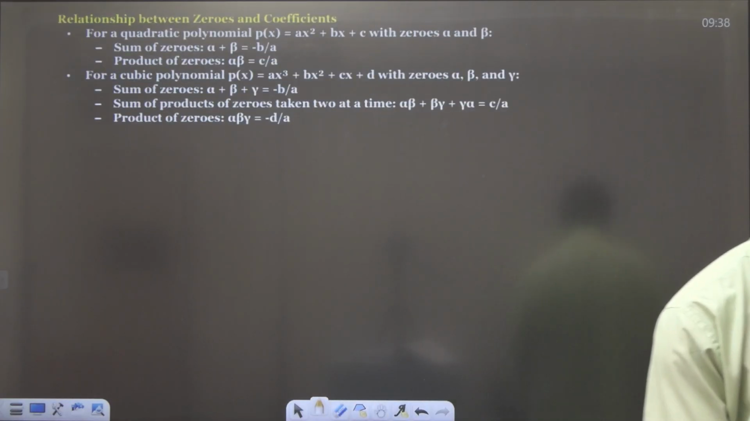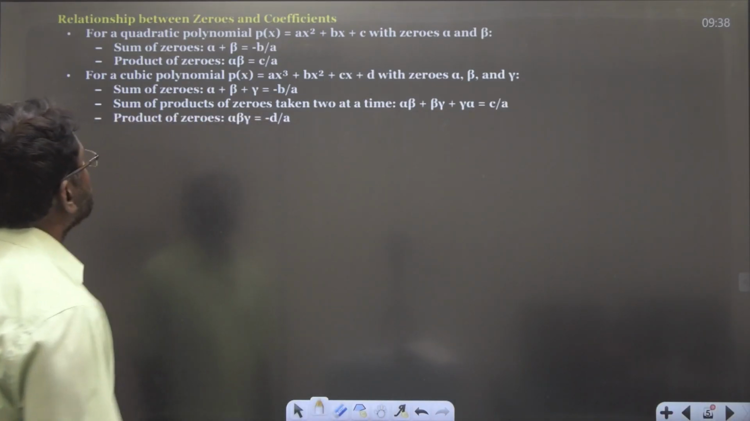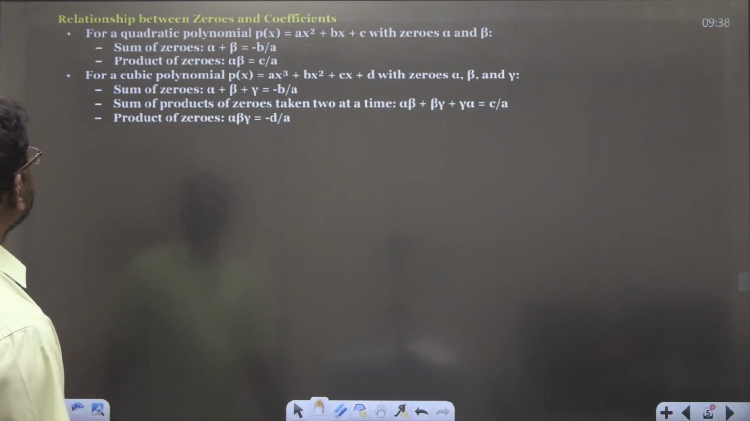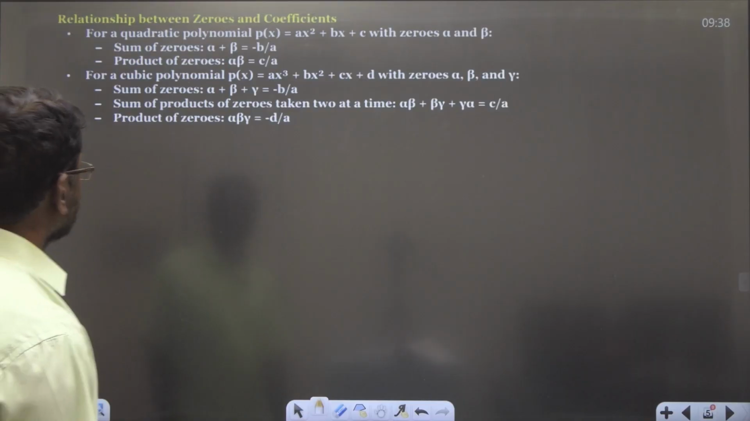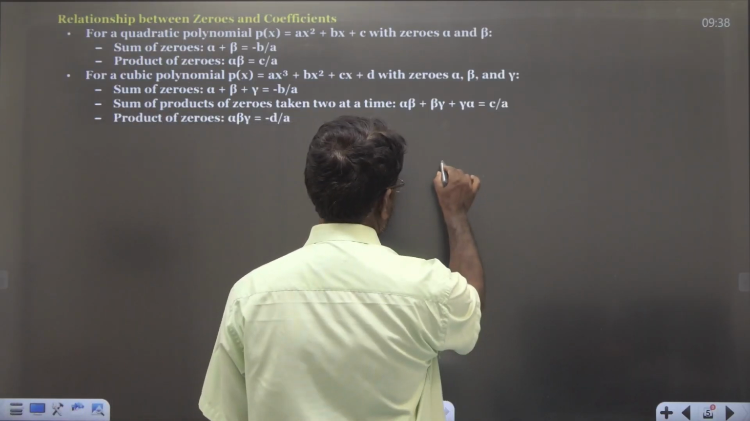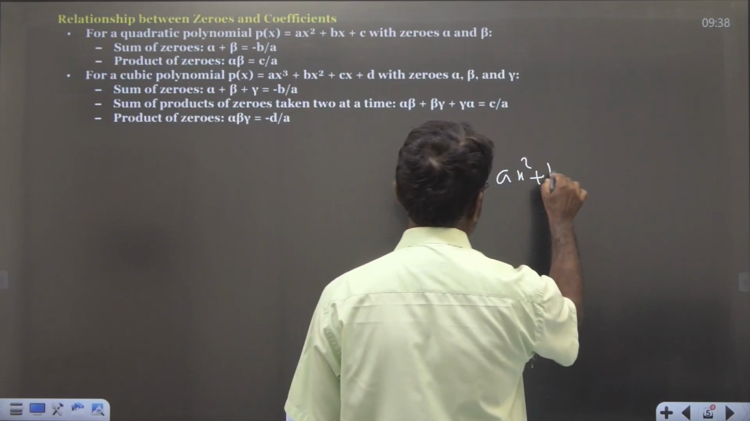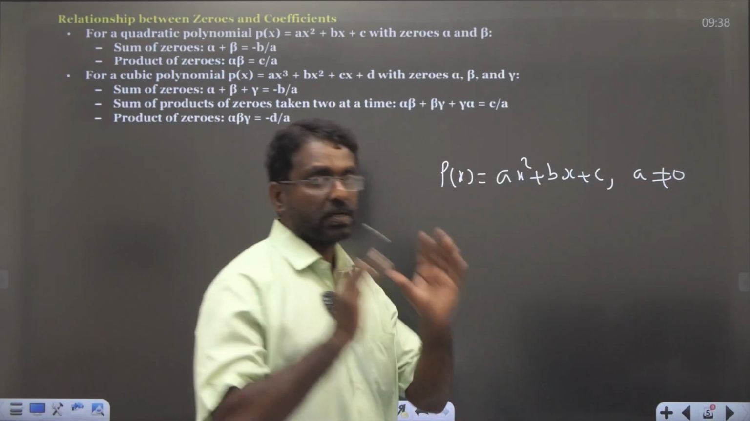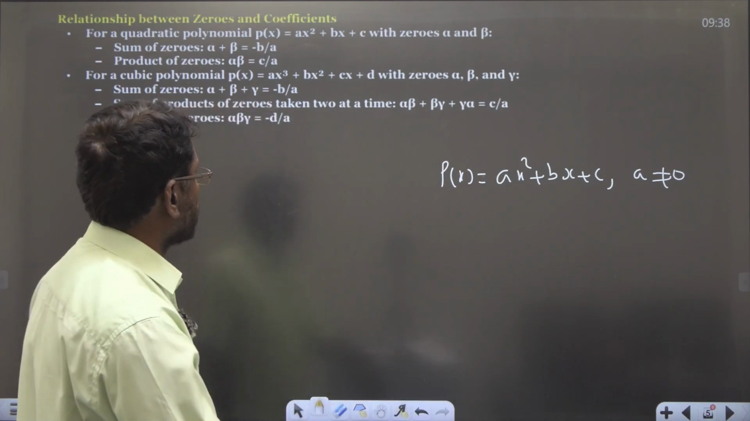Then next, for a quadratic polynomial, very, very important, the relationship between zeros and coefficients. Look here. Suppose p of x is equal to ax square plus bx plus c, where a not equal to 0. This is called a quadratic polynomial.